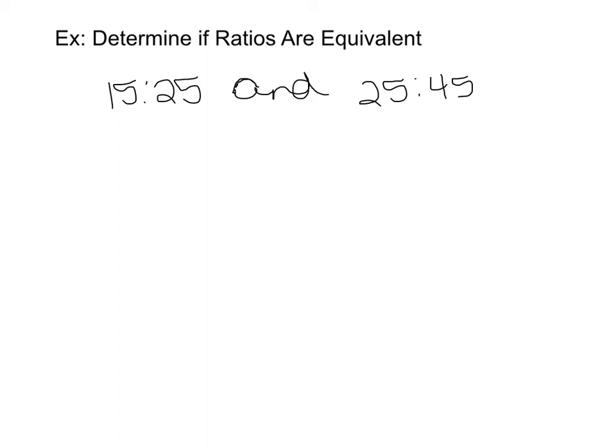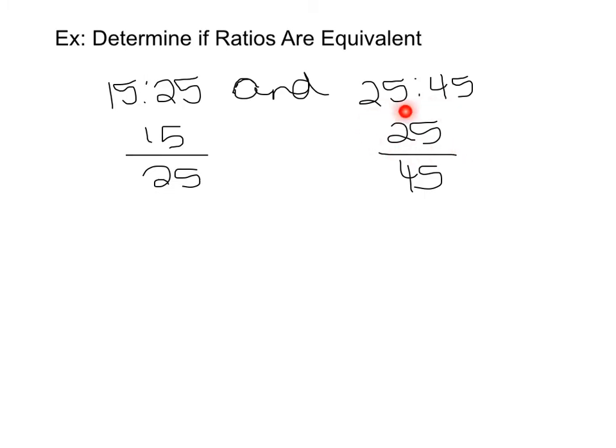And it's hard because there's not a whole number multiple that would multiply 15 to get you to 25. Remember, we could also write these ratios in fraction form if we wanted to. That would be 15 to 25, and this would be 25 to 45. So we don't have a whole number multiple, at least, that would multiply by 15 and get you to 25.